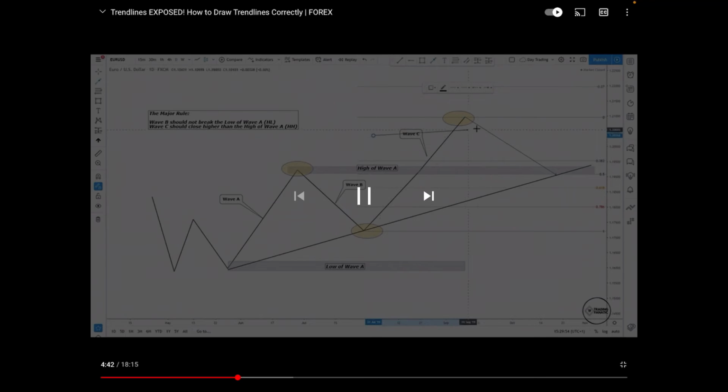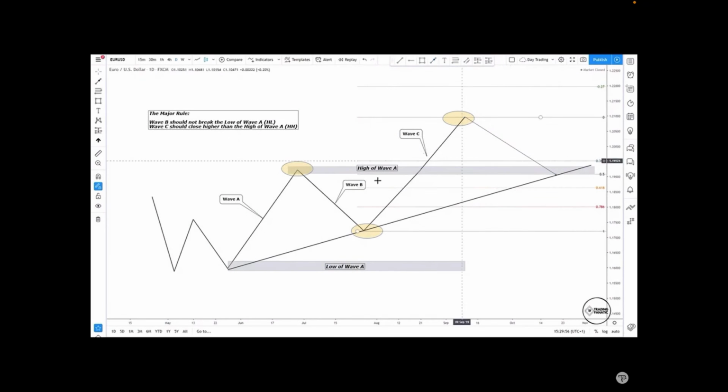So to sum everything up, guys, we have a lot of drawings here. We need wave A, wave B, and wave C. We need wave B not to close below the low of wave A, and wave C should create a hard high. So we should have a clear bullish wave in order to introduce a trend line, because a lot of you guys just see price action starting to support here. It even hasn't begun to push and you immediately draw your trend line.